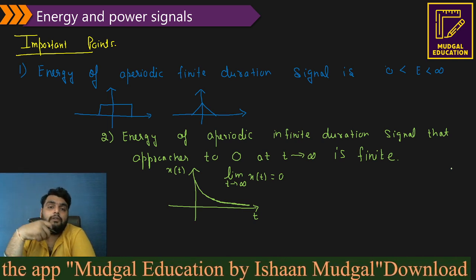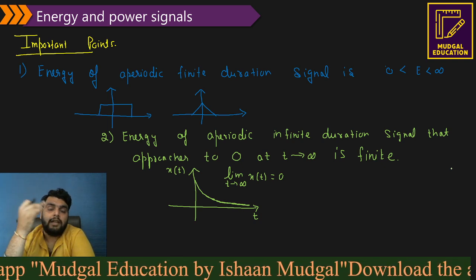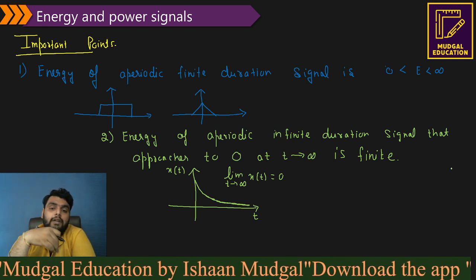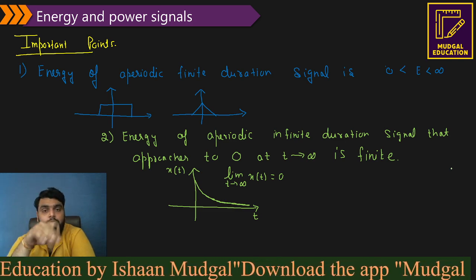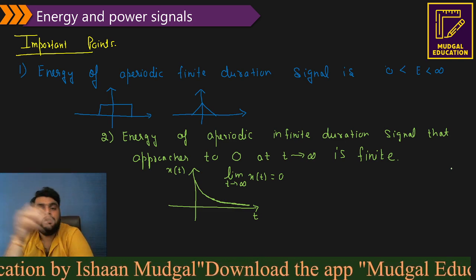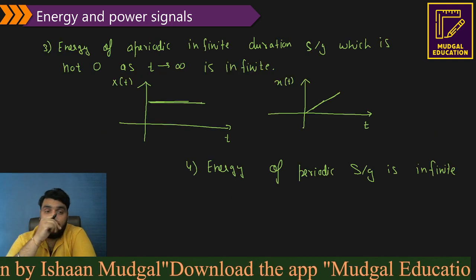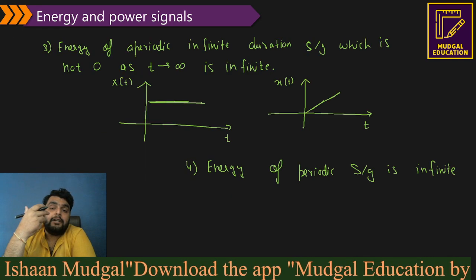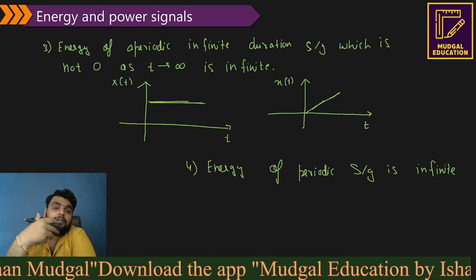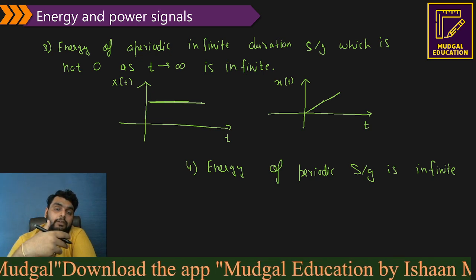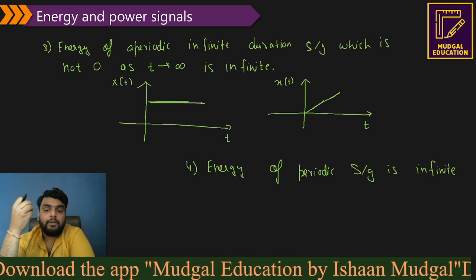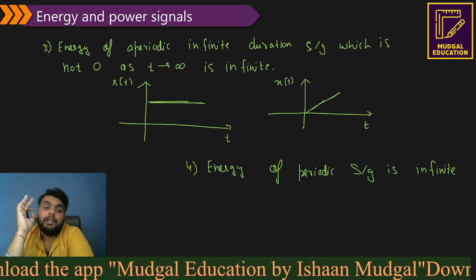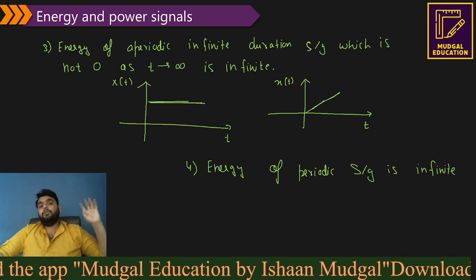So first of all, if you have an aperiodic finite duration signal, the energy is finite. When you have an aperiodic infinite duration signal, but the magnitude tends to 0 as t tends to infinity, then you have a finite energy. If you have an aperiodic signal of infinite duration where the signal is not tending to 0 as t tends to infinity, then you have an infinite energy. And also in the case of a periodic signal, you have an infinite energy. So these 4 points you need to remember.